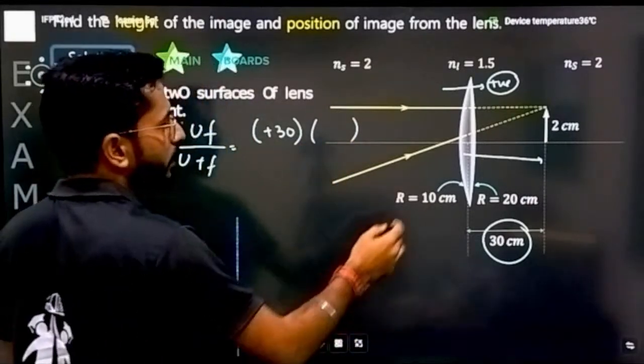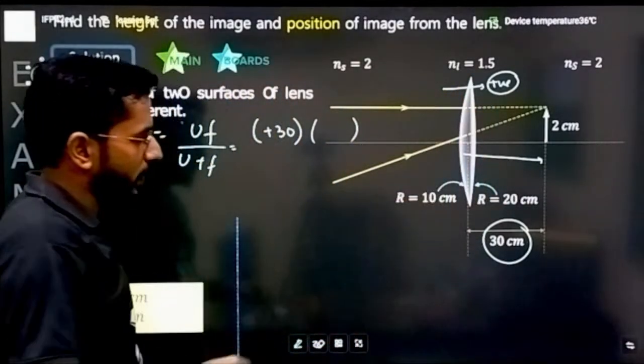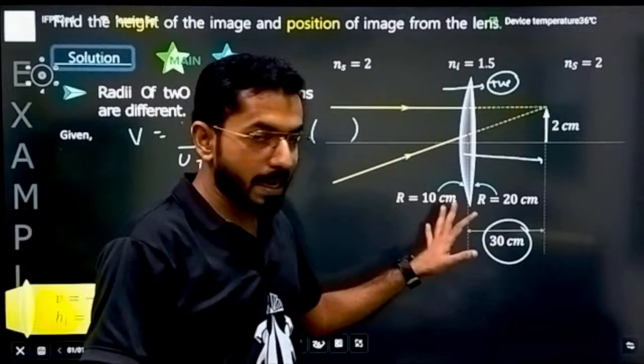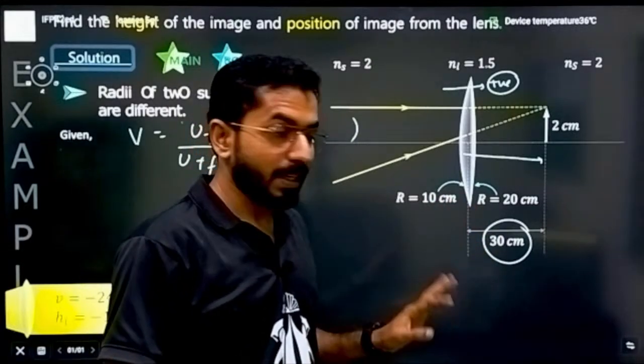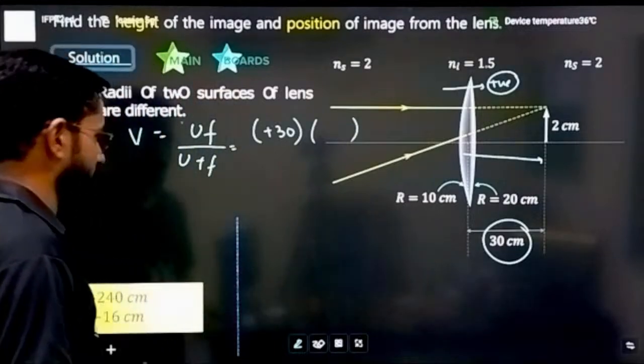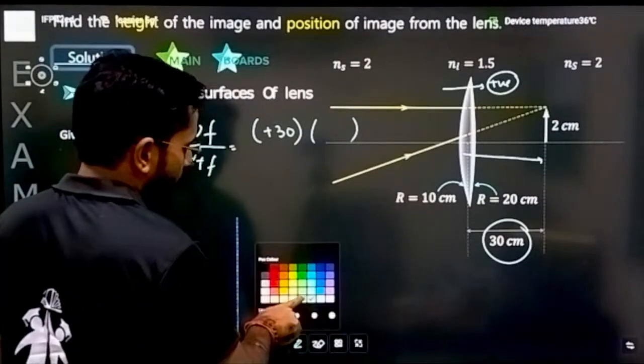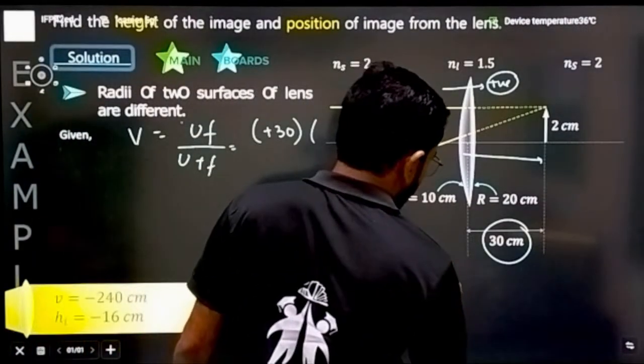Okay. Now what about the focal length? For calculating, see, here the focal length is not directly given. That's why you have to use the lens maker formula. That is also a headache that you have to face. Now calculate, solve it. What is the lens maker formula?